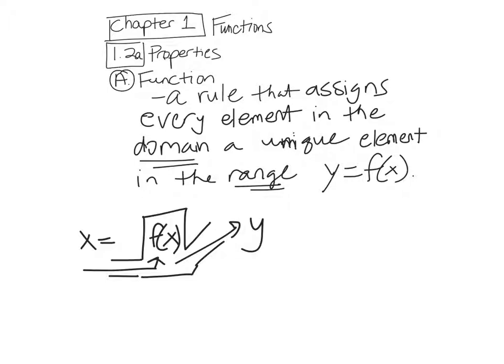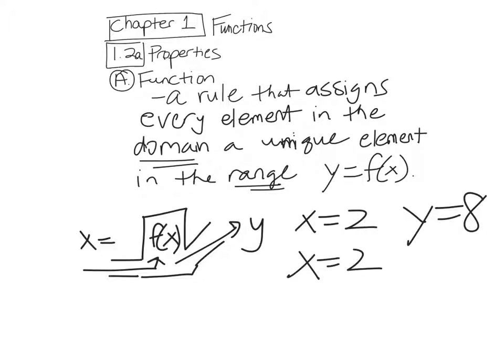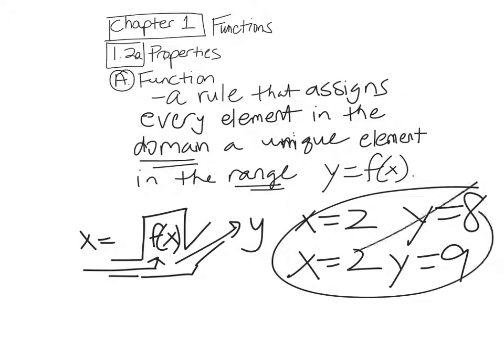So for example, if I plug in x equals 2 into this function machine, I could get an output of y equals 8. Maybe it's the cubic function. Maybe it cubes everything. But if I plug x equals 2 into the same function machine, there's no way it's going to give me y equals 9. Okay, that's impossible. When you plug in an x, it gives you one unique y.